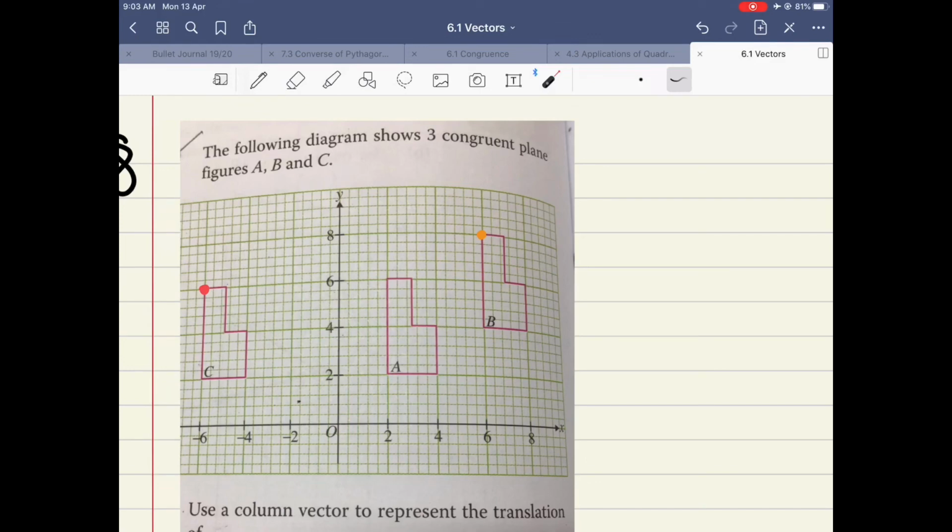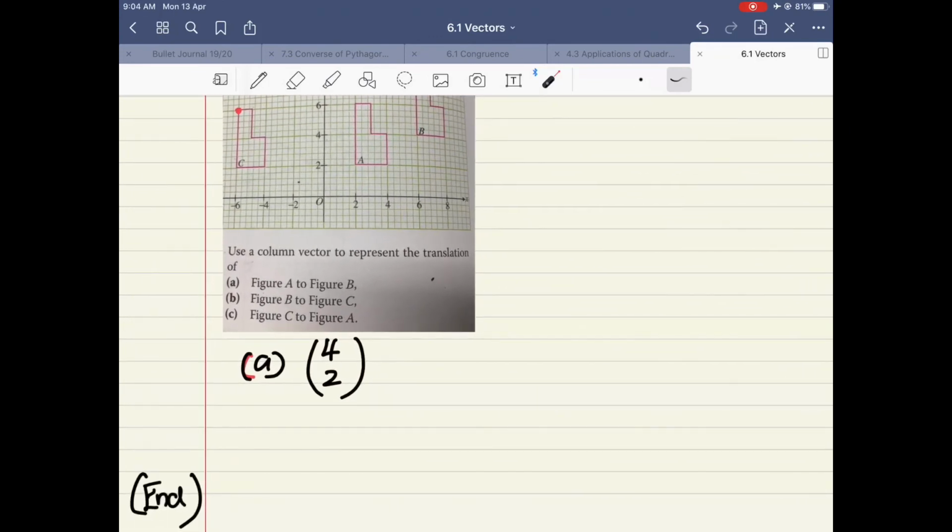Same thing here, we start counting on the x direction first. -2, -4, -6, -8, -10, -12. On the y direction, we move down by 2 units, so it's -2. So what we have here is -12 and -2.